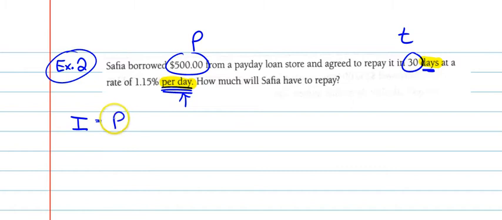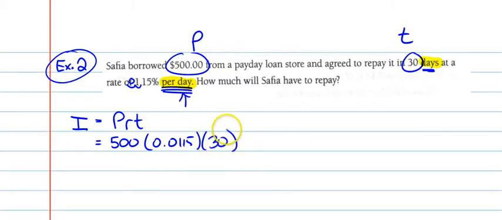Okay, so our I equals PRT, which is 500 times 0.0115. Remember to move this and add your zero. Go back and get extra practice if you need it doing these converting from percents to decimals, decimals to percents. It's critical to be able to do that confidently every time. Okay, so that's P times R times T, and we're going to get 172.50. Okay, so that's our I.